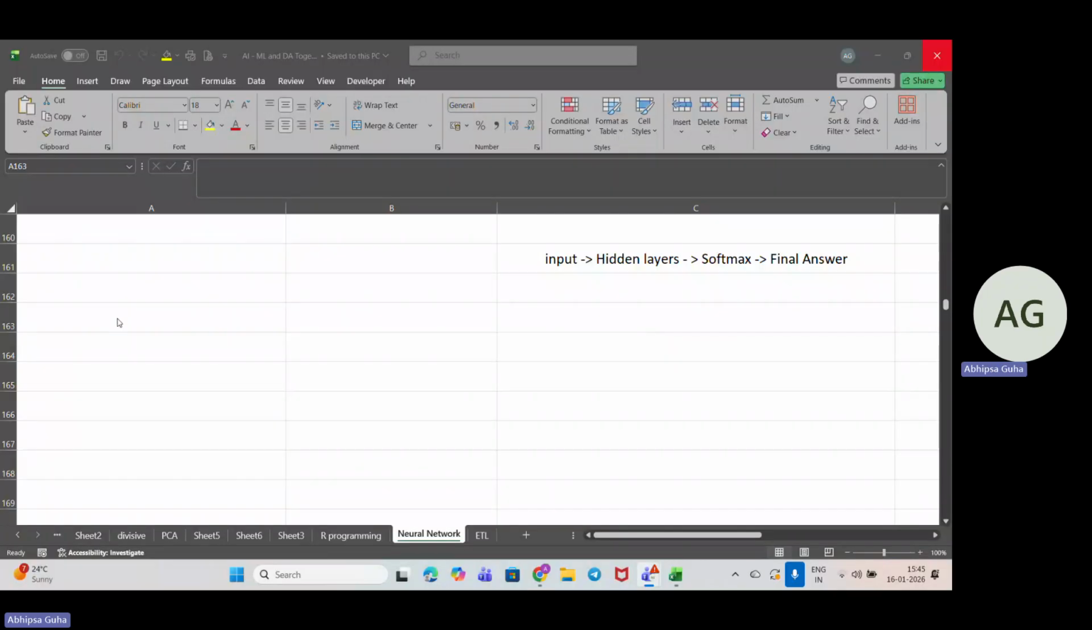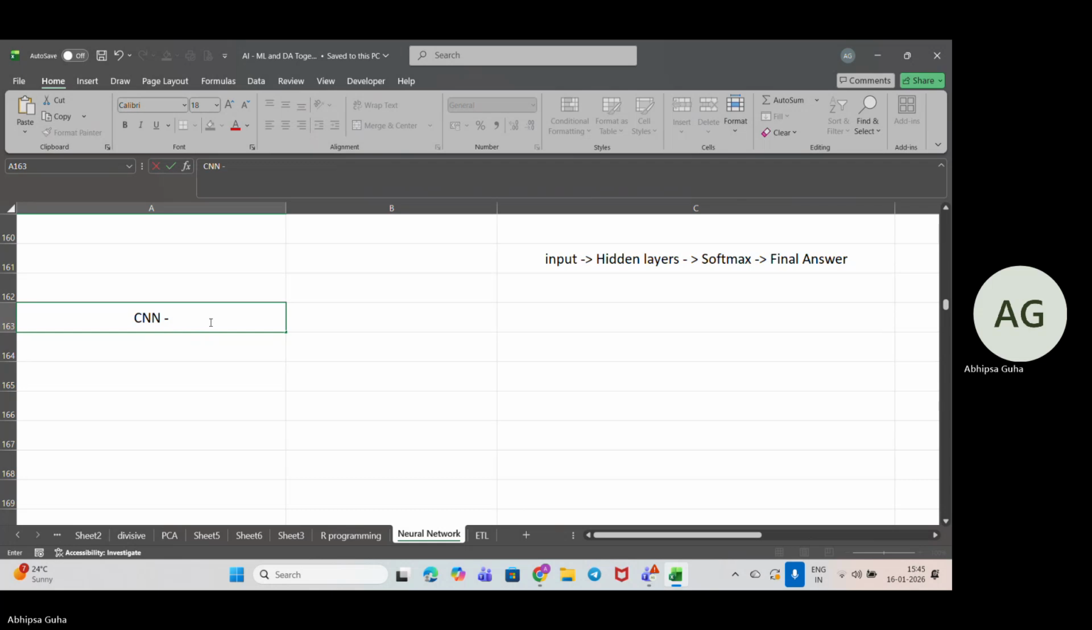So we will be discussing the types of neural network. For today's session, we'll start with CNN. CNN is a type of neural network, that is convoluted neural network. Okay. So let me just write it down for you. It's convoluted neural network.